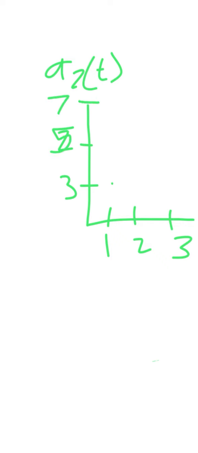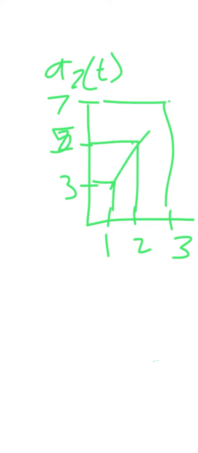Similar to the graph of x sub 2 of t, the graph of a sub 2 of t showing the acceleration of x2 would look like this. 1, 2, 3. The acceleration starts at 3 and it accelerates at 2 meters per second. So we would have here 5 and 7. And you see that we have a rectilinear line as the graph of a sub 2 of t.